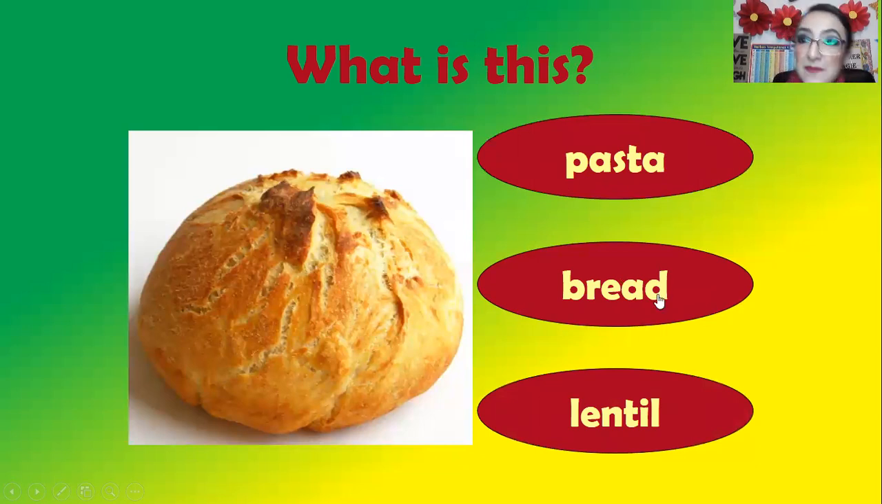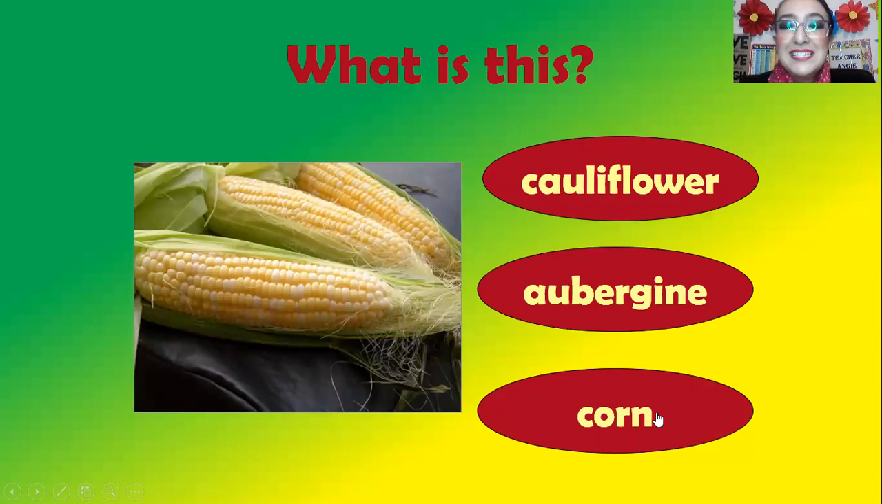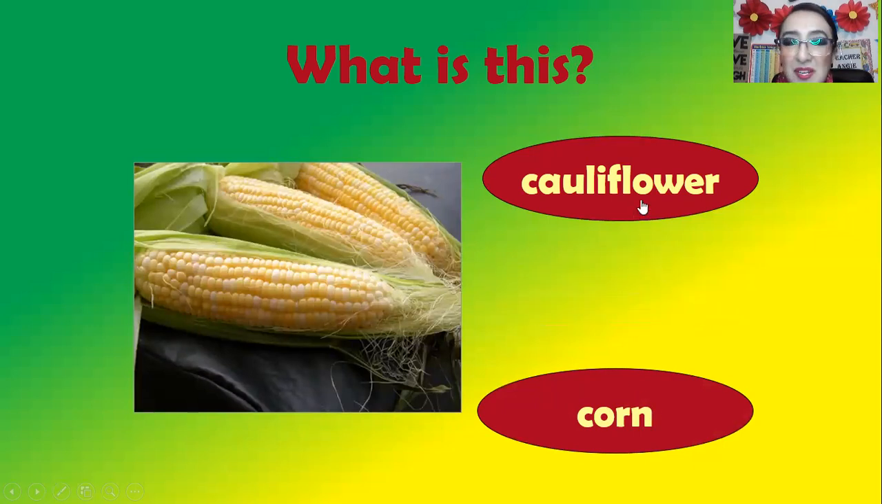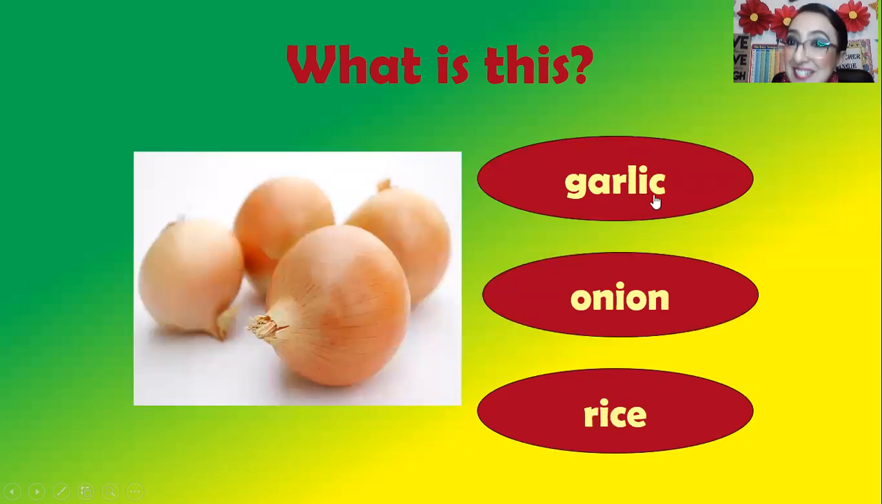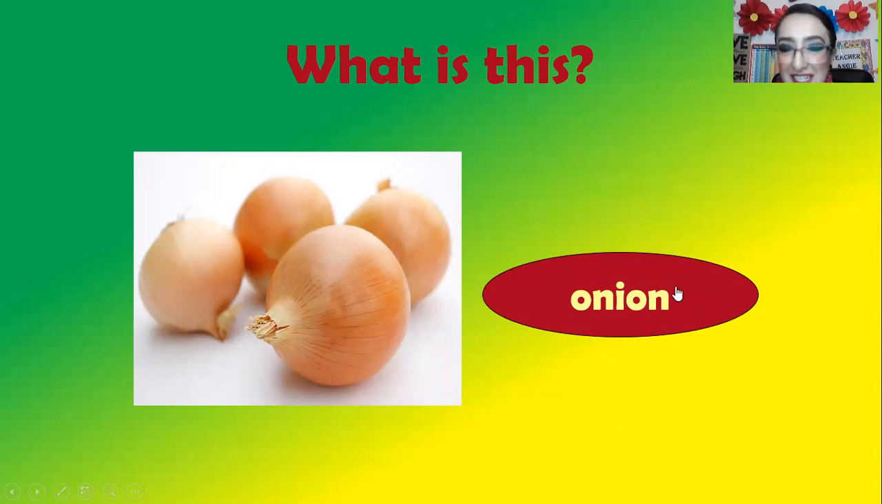What is this? Pasta, bread, or lentil? Bread. Neither lentil nor pasta. What is this? Cauliflower, aubergine, la berenjena, que es moradita, or corn? Corn, no aubergine, no cauliflower, corn. What is this, garlic, onion, or rice? Onion, neither garlic nor rice. It is onion.